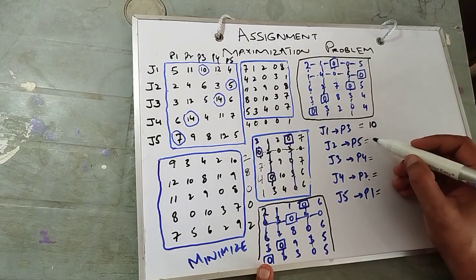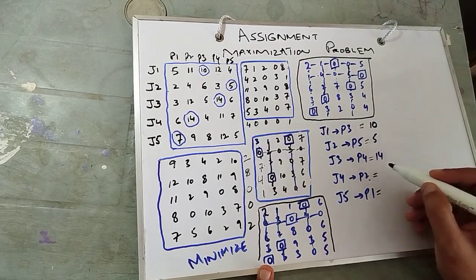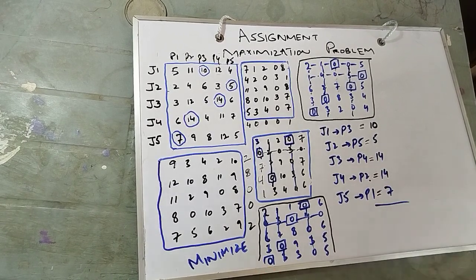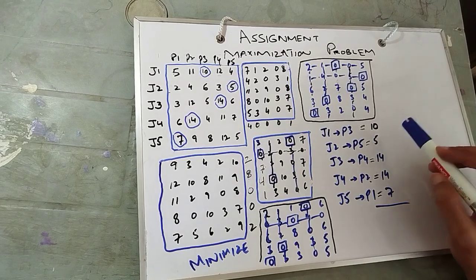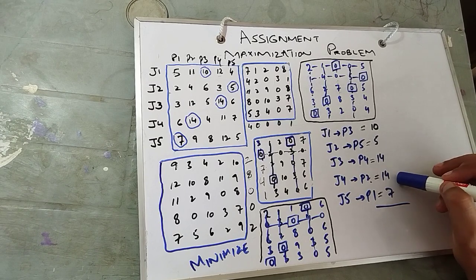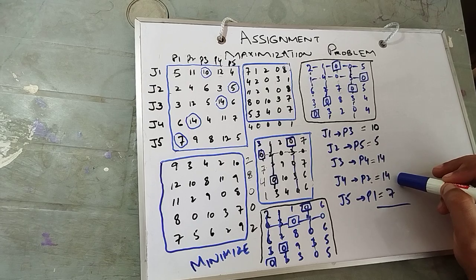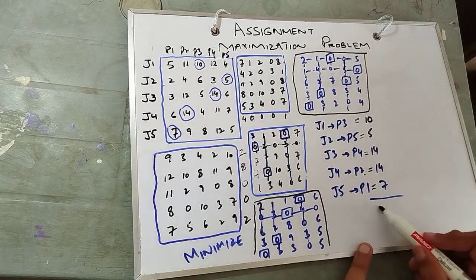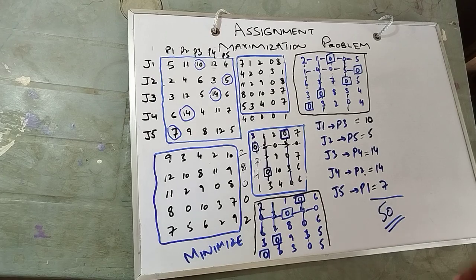10 plus 5 plus 14 plus 14 plus 7. So what would it be? 10 plus 5, 15. 15 plus 14, 29. 29 plus 10, 39. 39 plus 4, 43. 43 plus 7, 50. So 50 is the maximum profit we can make, and we assign these jobs to these 5 persons.